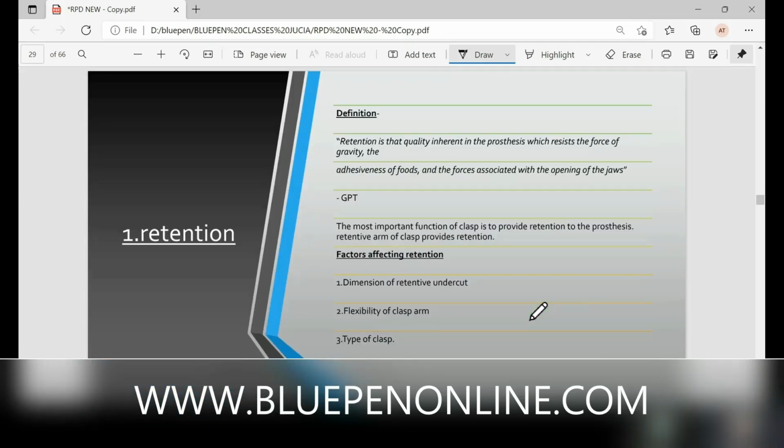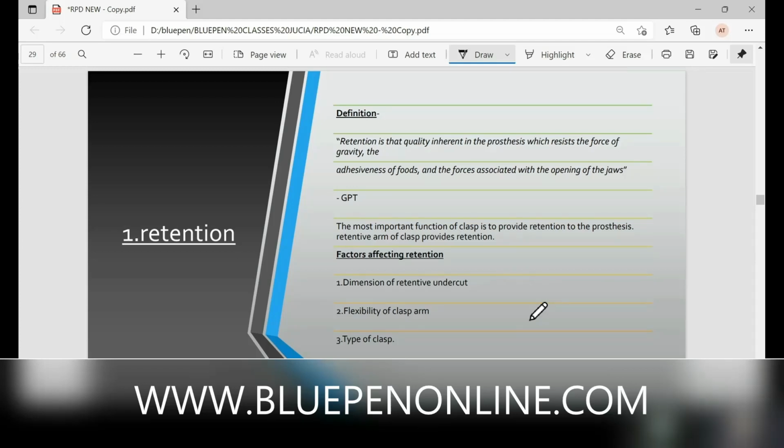Again, very important. Now, retention, the definition is the same thing. We are studying the retention, stability, support definitions. The rest is the force of gravity, the same as referred, the forces that are associated with objects. The same GPT definition you can write here. And this is the most important function of the clasp: to provide retention. See, obviously, right? Why do you place this clasp? For retention. Retention is the most important function. Obviously, yes.